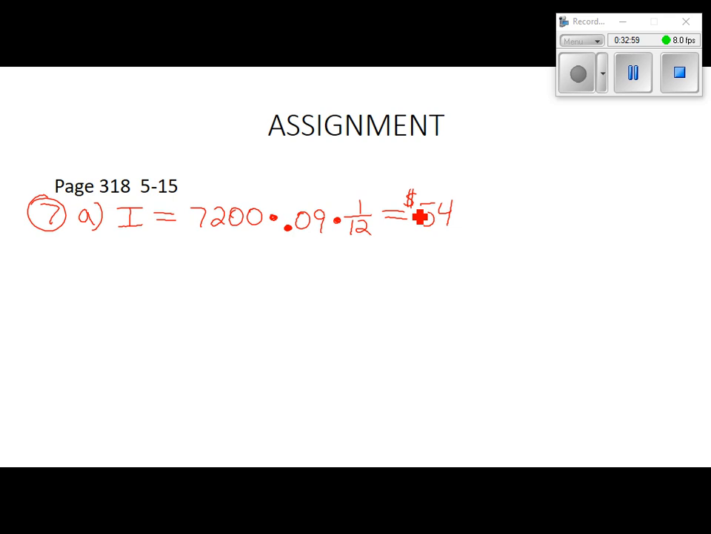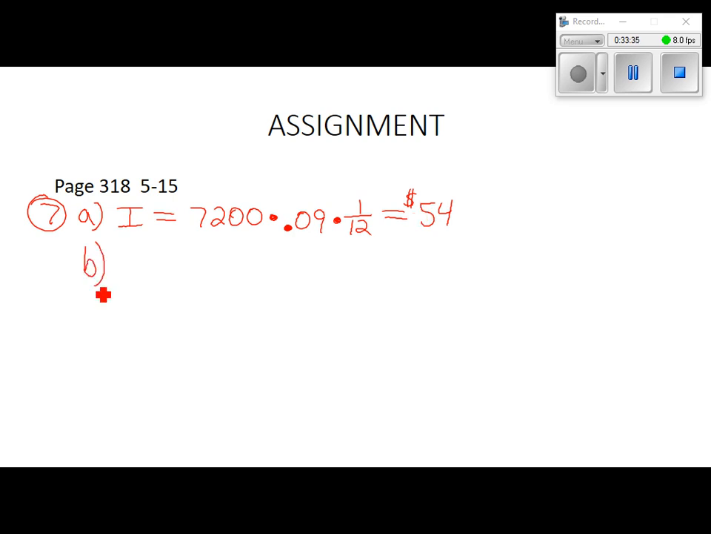So what's $54? That's the amount of interest for that 1 month. So that $54 is what this loan company is making off of Aiden for that month. You're making a payment to them, and they're taking $54, putting it in their pocket, and then the rest of it is going towards what you owe.